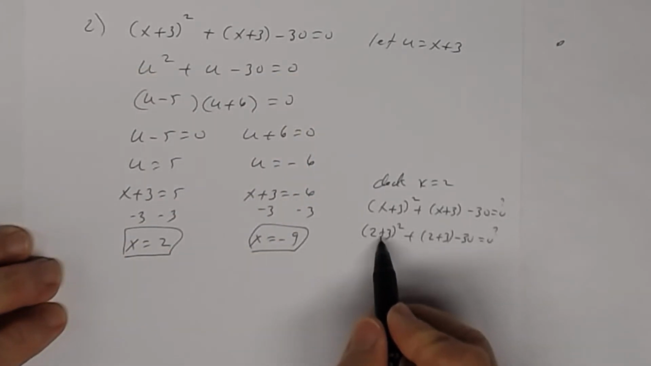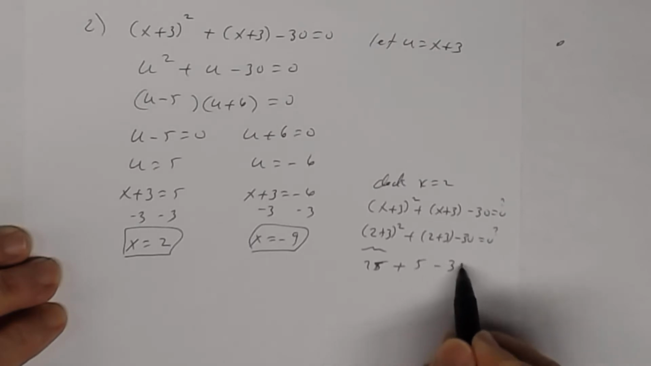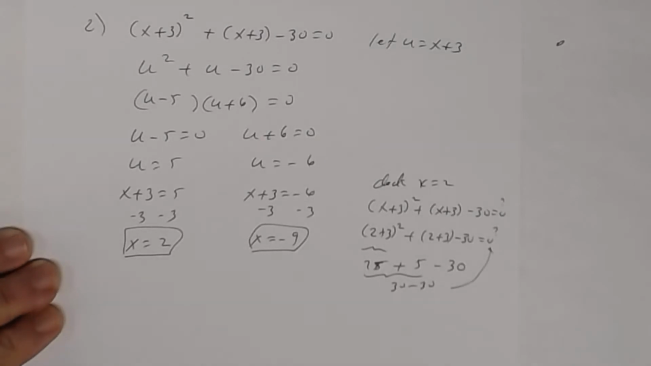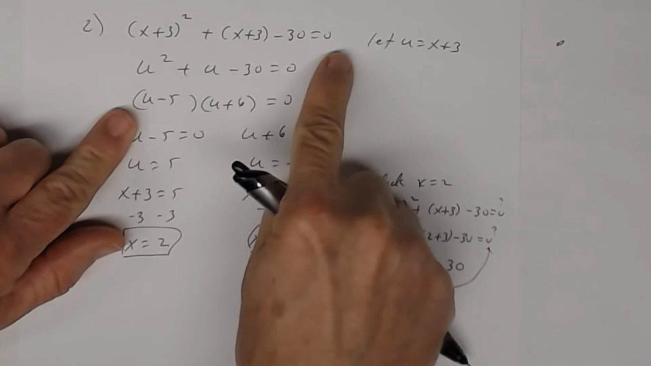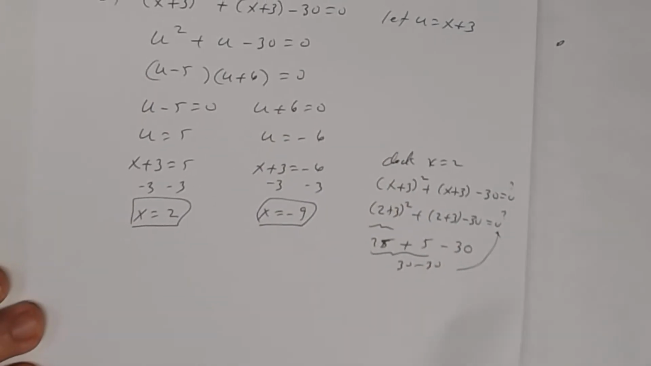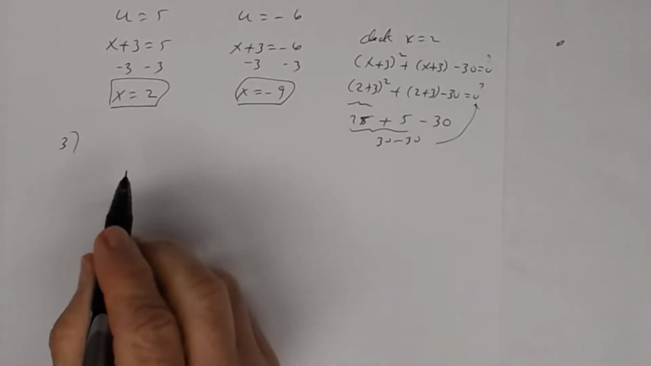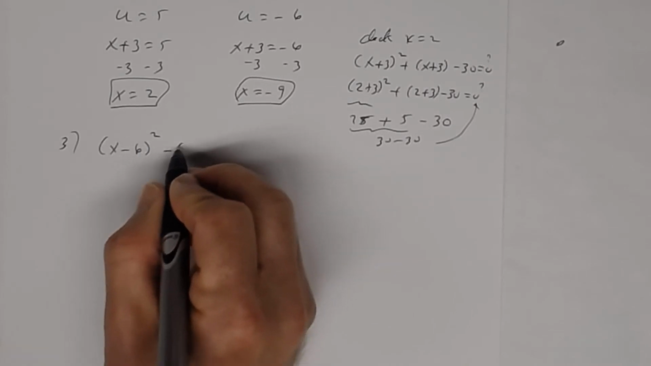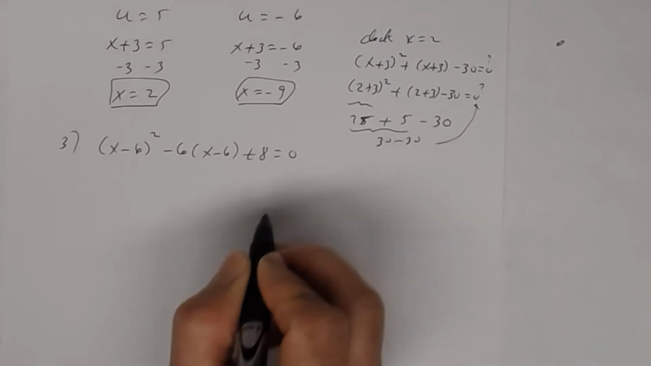Well, 2 plus 3 is 5, so 5 squared is 25, right? So 25 plus 5 minus 30. Well, 25 plus 5 is 30. 30 minus 30 is 0. And you can do the same thing with negative 9, and you'll see that this left side is going to equal 0. All right, so that was number 2. Let's look at number 3. Very simple, not difficult at all. Number 3, we have x minus 6 squared minus 6 times x minus 6 plus 8 equals 0.